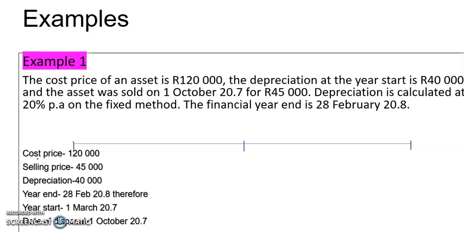Important information to be written out. This is our cost price, 120,000, the selling price, 45,000, the depreciation at the beginning of the year, 40,000, the year end is 28 Feb 20.8, therefore the year start is 1 March 20.7. Our date of disposal is 1 October 20.7. Now, in this financial year, we have only had the asset for 7 months, from March to September. We do not include the 1st of October or the whole of October because it is not the whole month.